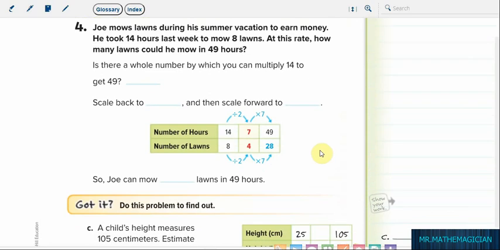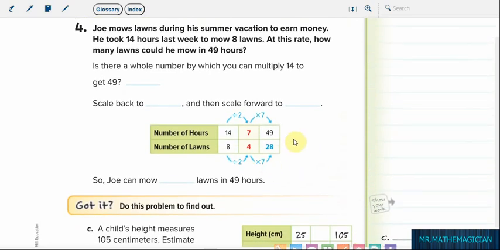Sometimes we cannot find a direct number like this problem. For example, Joy mows lawns during his summer vacation to earn money. He took 14 hours last week to mow 8 lawns. So it's clear, 14 hours to mow 8 lawns. At this rate, how many lawns could he mow in 49 hours?